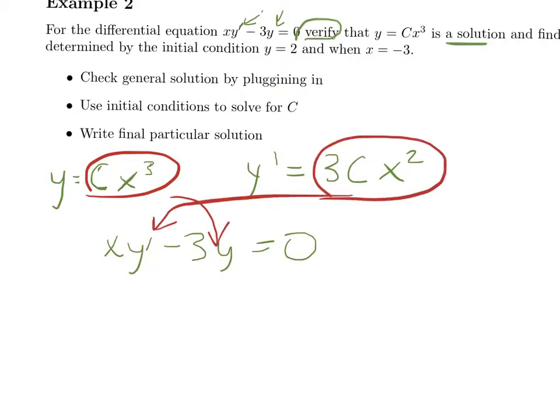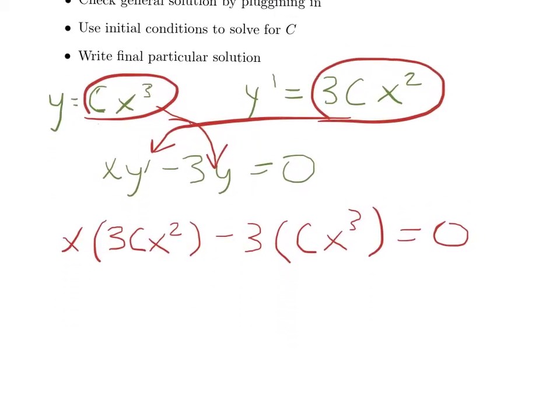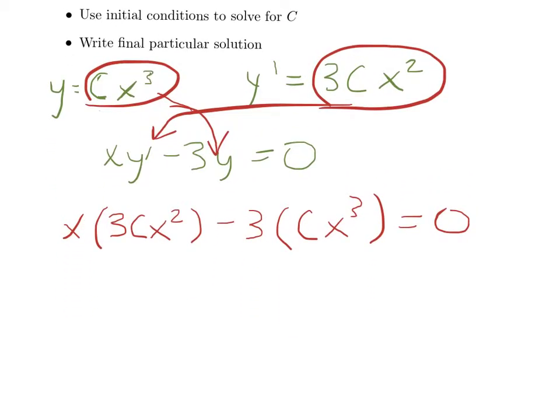Plugging in, we get x times 3cx squared minus 3 times what y is here, which is cx cubed, equals 0. Now, multiplying out, 3cx cubed minus 3cx cubed equals 0. Is that true?